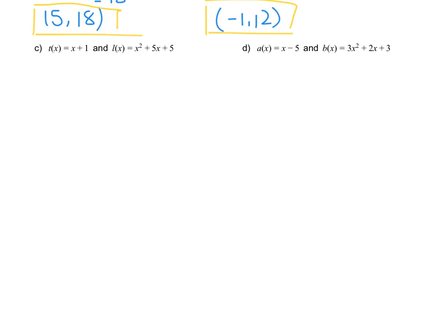So here's our next linear quadratic system. I want you to pause the video here and try it out on your own. I will tell you right now that you will only have one point of intersection, so don't be scared if that happens, but I want you to try it on your own and then come back to the video to check your work.